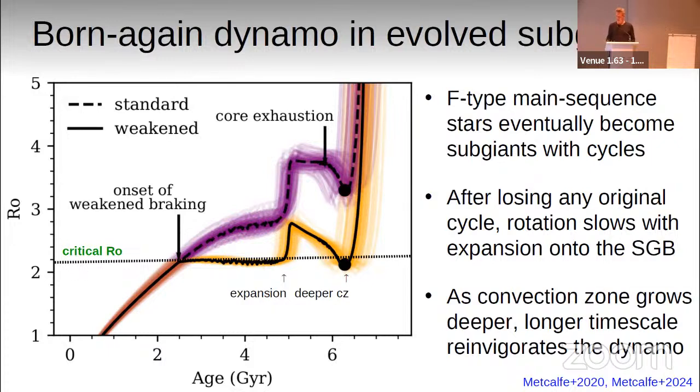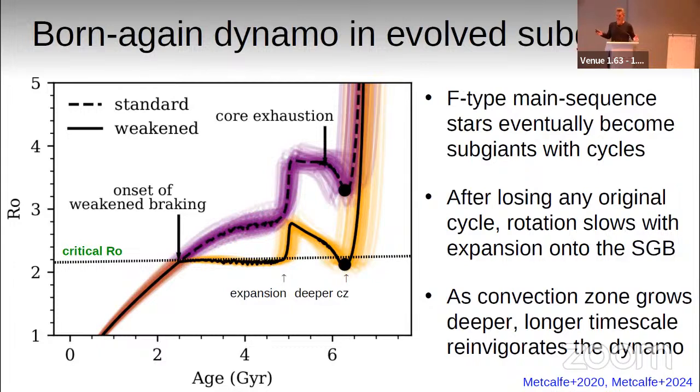So the idea here is that 94 Aquarii A had a cycle probably when it was evolving in the first couple of billion years, but it hit the critical Rossby number. It parked at that critical Rossby number until physical expansion pushed it over the critical Rossby number and made the cycle disappear. But then later in the subgiant phase, it has a structural rebalancing where the envelope expands and the core contracts.